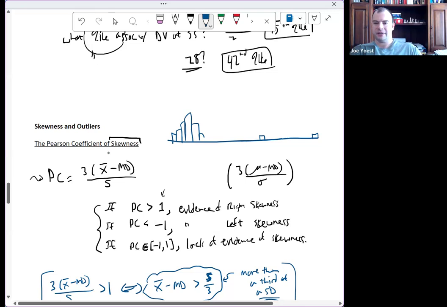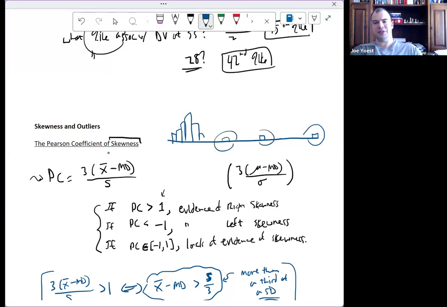But number one, if I say that my data set's right skewed, I know there's got to be at least one right outlier. But how many? Is this one an outlier? If there was one here, is that an outlier? Not really sure.